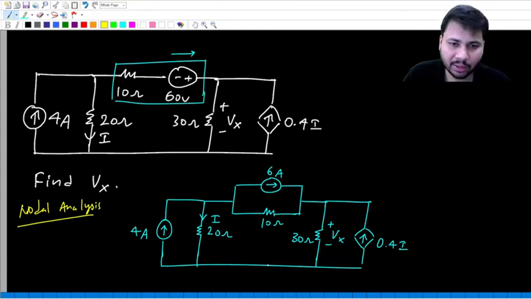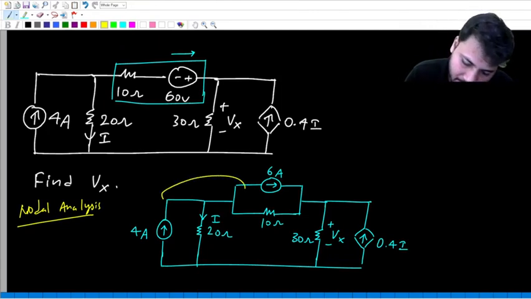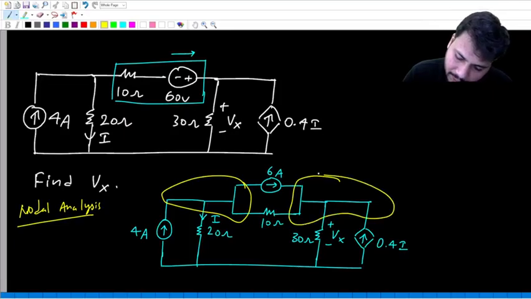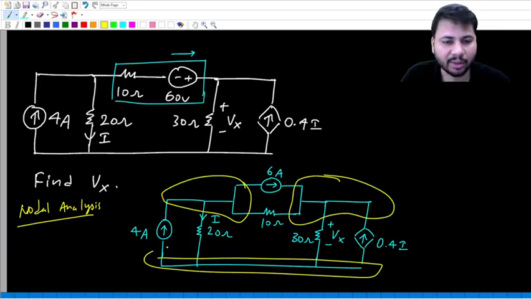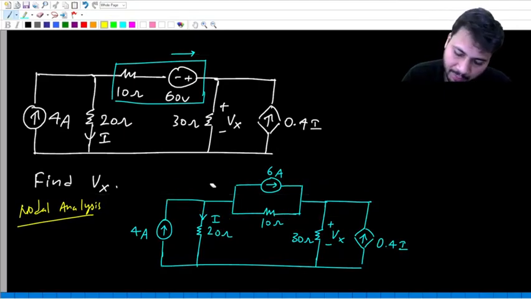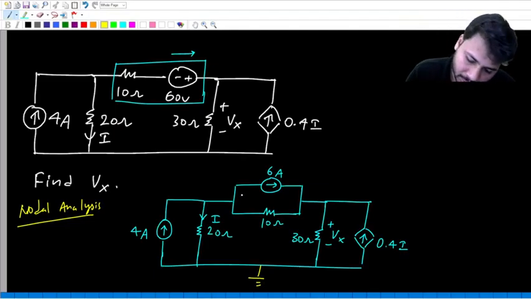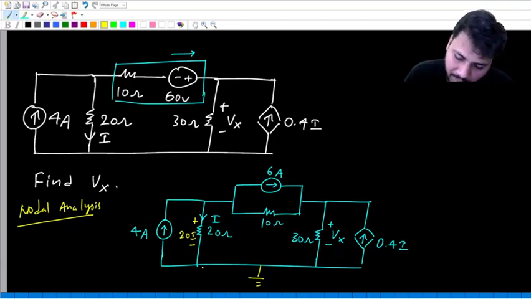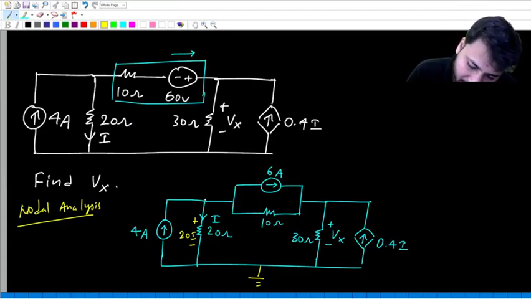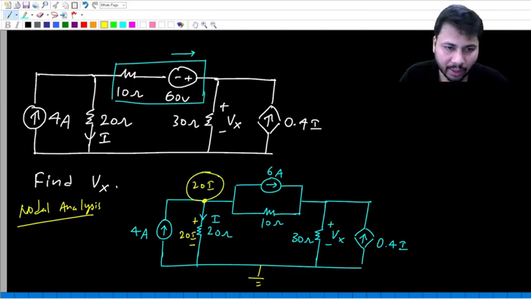In nodal analysis, we have to identify all the nodes. This is one node, this is another node, and this entire thing at the bottom is another node. So 3 nodes, and one node will become ground. Let's say this node is ground. What is this drop? It is 20 I. Going from minus to plus at the drop, the voltage at this point is 20 I, since 20 I minus 0 is 20 I.